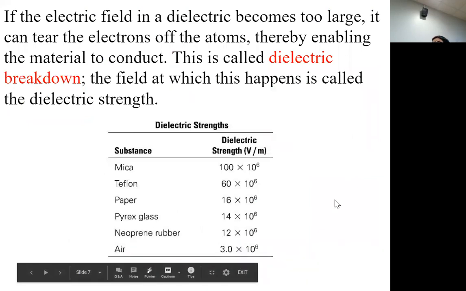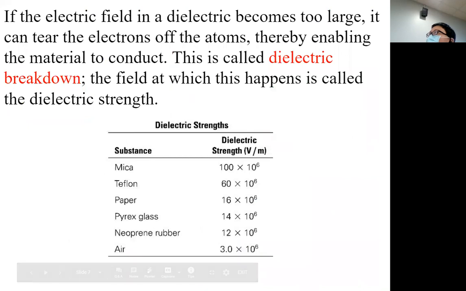So for a dielectric or an insulator, if you apply a voltage that is high enough, then you can actually break it. Okay, so then it will become a conductor. That's called dielectric breakdown. For different materials, the dielectric breakdown voltages are different. For example, for mica, the dielectric strength, or this is the electric field strength, needs to be 100 million volts per meter to break down. You can find them here.